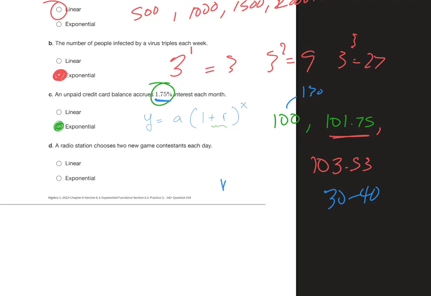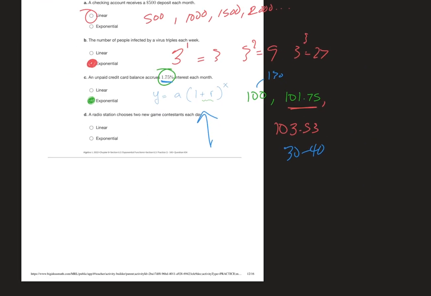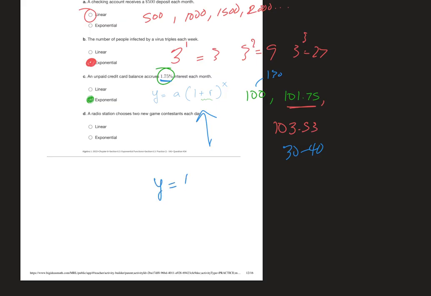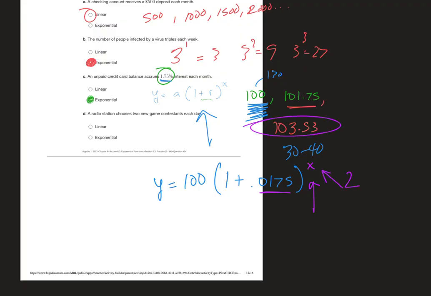By the way, I did this on my calculator. And here's what I did. I did y equals the initial value of this fictional $100 times 1 plus the rate. Well, the rate was 1.75%, and this is how you would write that. And then just to the x power. So that was days or times it accrued. Anyway, that was fun. So all I did was put a 2 there, and I got that.